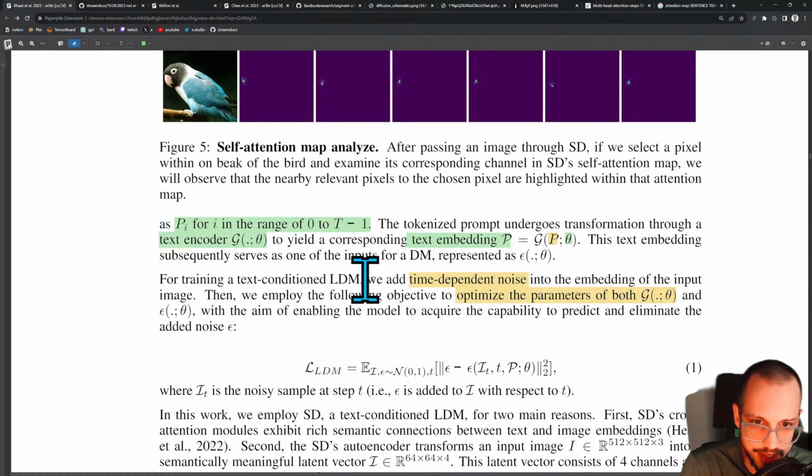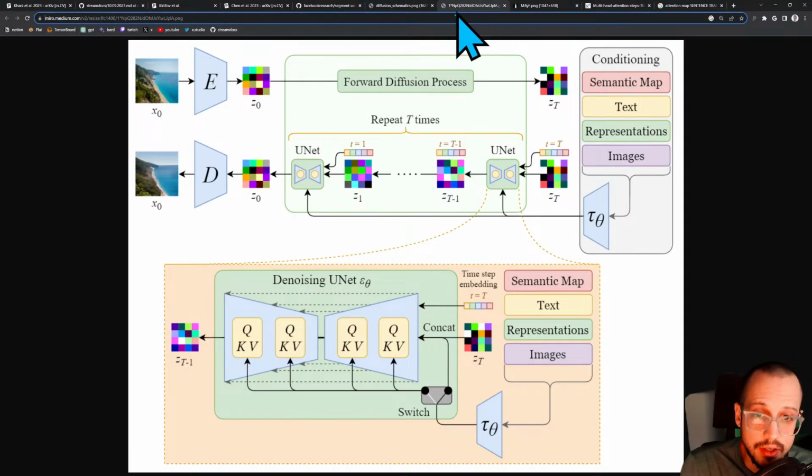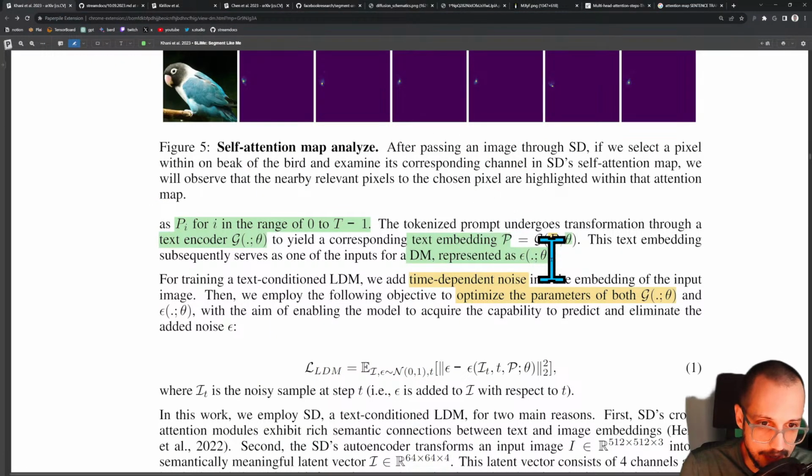Let me actually green highlight this. So the UNet in the diffusion model, they're going to represent this as epsilon. Here they also call it epsilon theta. So that's convenient. We have the same variable used for this figure and the paper that we're reading here. The UNet is epsilon theta. Here it's also epsilon theta.